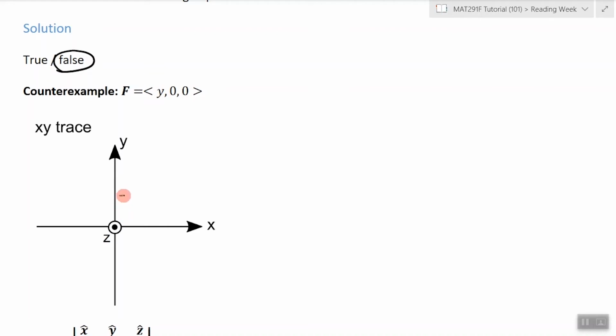So let me sketch that. Positive x for y greater than 0, and then the bigger y is, the bigger the magnitude. So this looks something like this. And you see these vectors are all parallel.